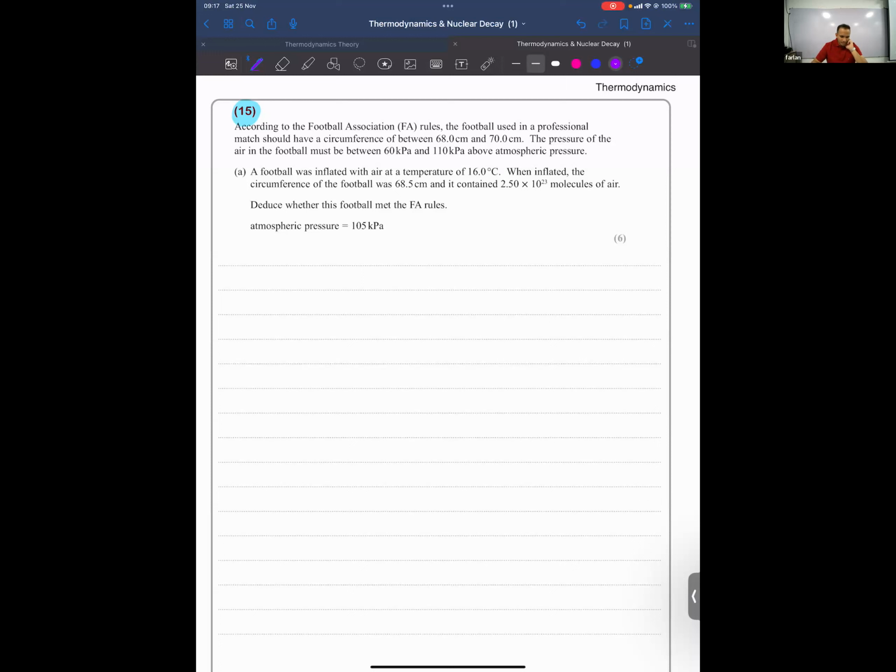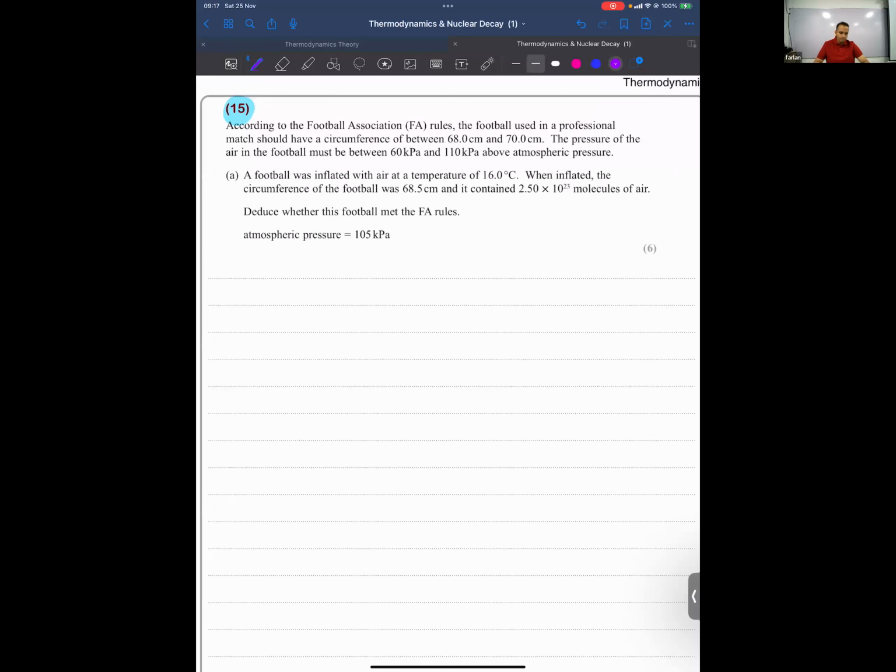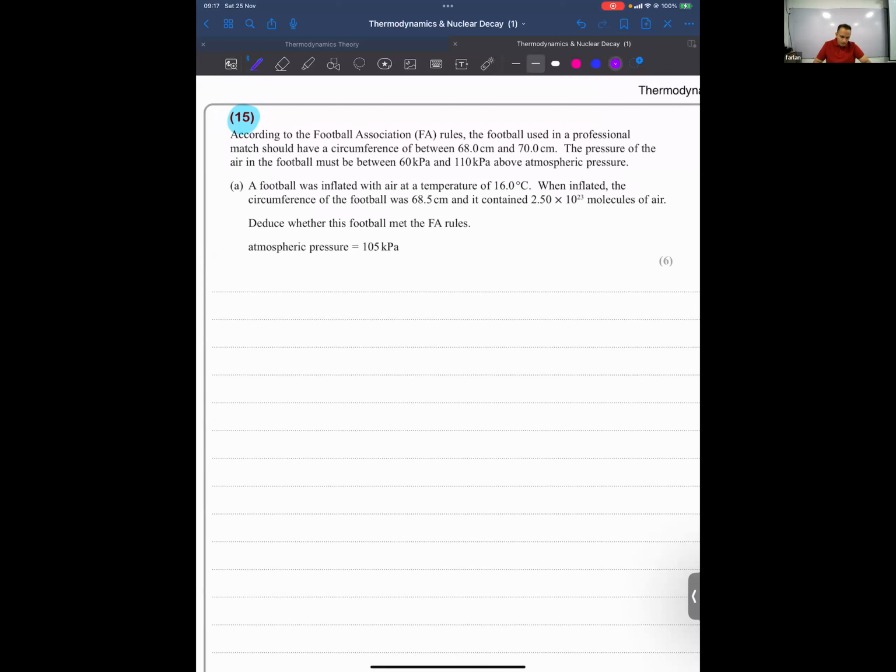A football was inflated with air at a temperature of 16 degrees Celsius. When inflated, the circumference of the football was 68.5 centimeters, and it contained 2.5 times 10 to the power 23 molecules of air. Deduce whether this football met the FA rules. Atmospheric pressure is 105 kilopascals.